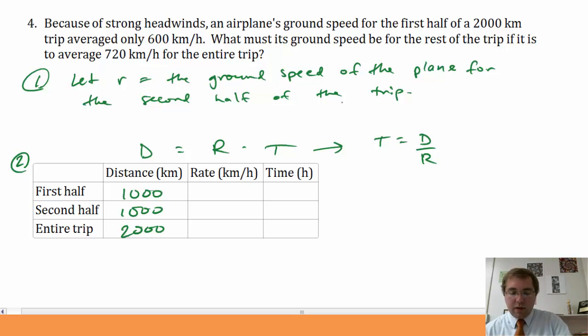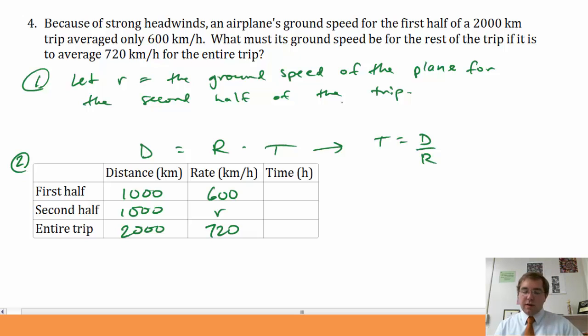The rate that it is going for the first half is our 600 kilometers per hour. For the second half, that's our R. That's our speed. That's what we're looking for. How fast does it have to go in the second half so that, overall, it is 720 kilometers per hour? That's what we want the entire trip to be.